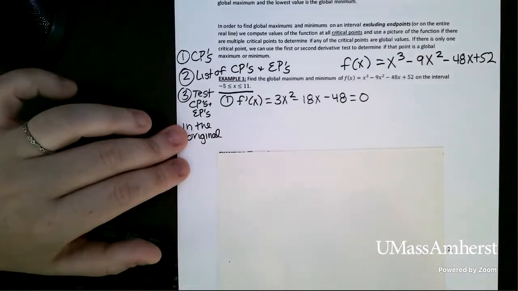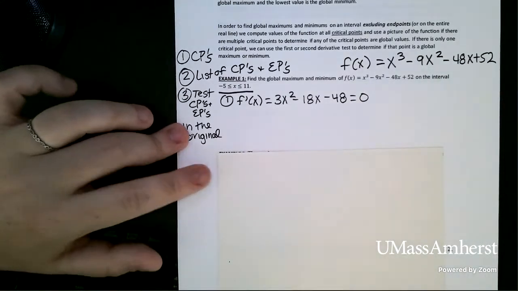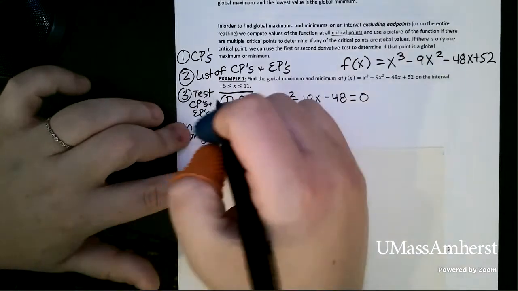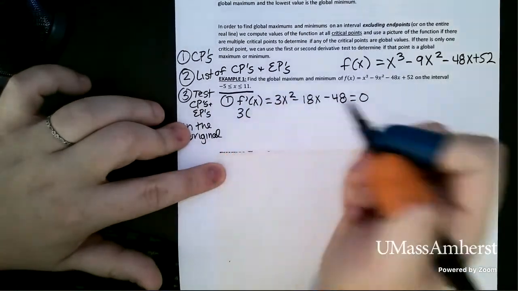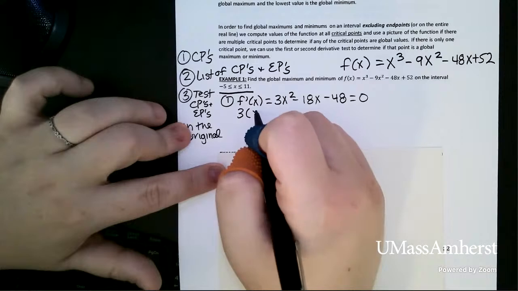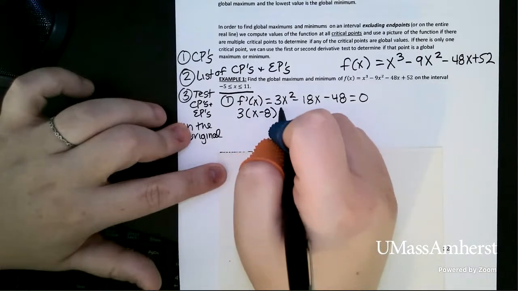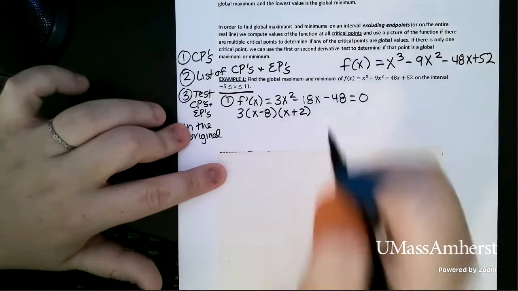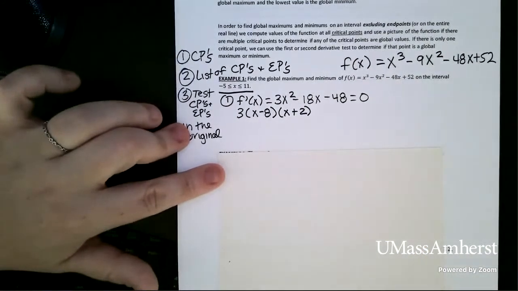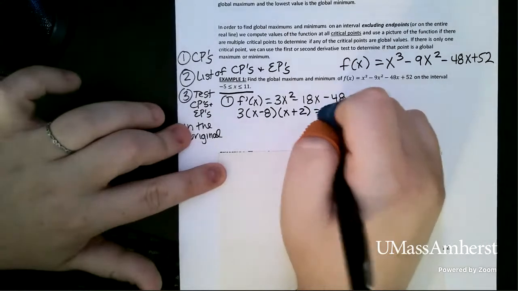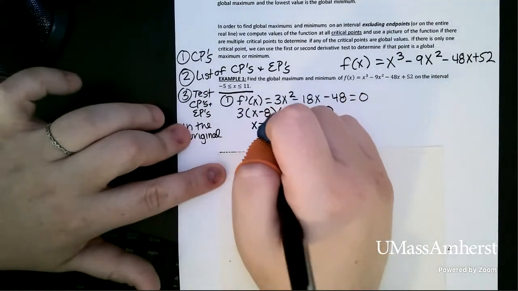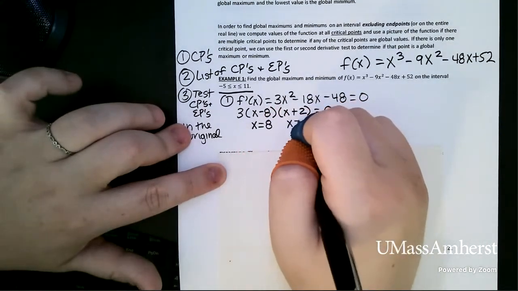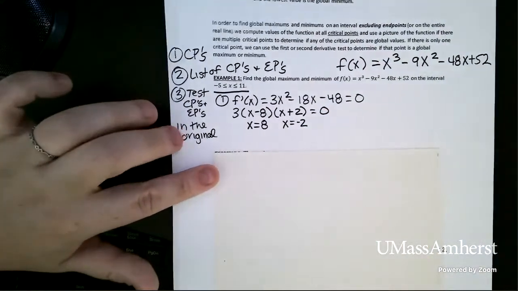So again, you have a couple choices here. You can use the quadratic equation. I factored it. I just prefer to try to factor if I can, but that's just a preference. Whatever makes most sense for you is totally fine. So this factors down to (x minus 8)(x plus 2). So that means I have a critical point at x equals 8 and x equals negative 2.